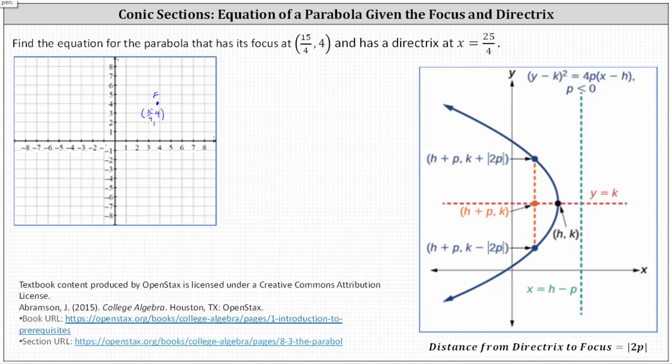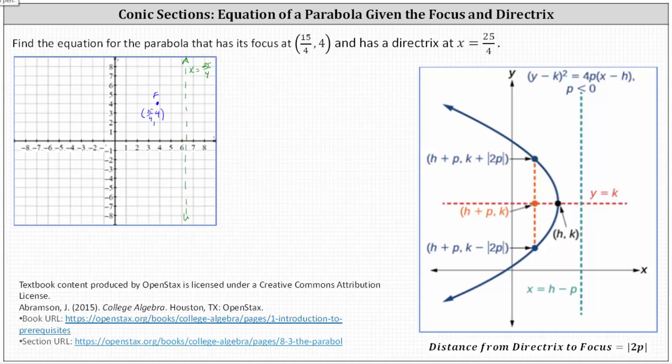And the directrix is the vertical line x equals 25/4. 25/4 is equal to 6.25. The vertical line is approximately here. Because we have a vertical directrix and the focus is to the left of the directrix, we should be able to recognize the parabola will open to the left, as pictured in the notes here on the right.